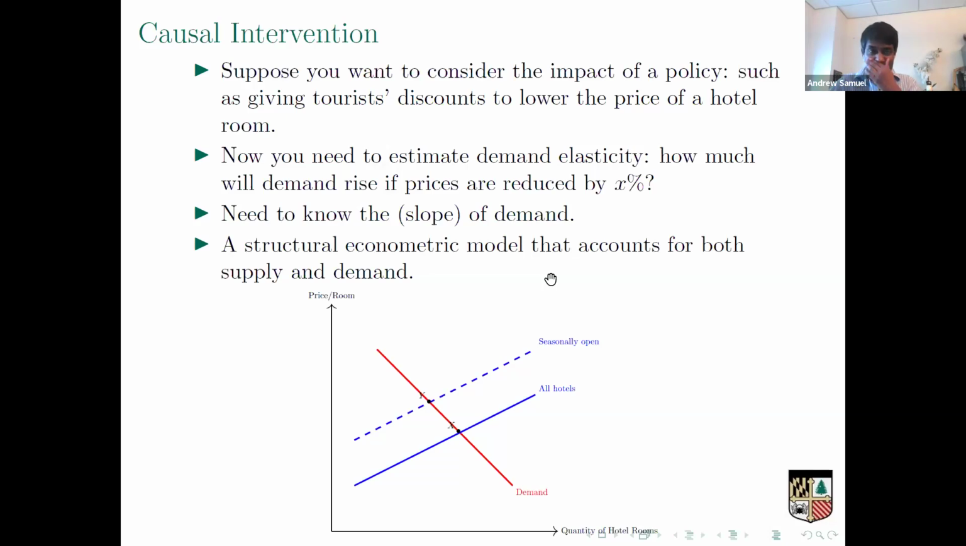Now, it turns out economists actually have a way of doing this using what is called a structural econometric model, if you've taken econometrics. It has to account for both supply and demand. We could do that, for example, by saying, okay, perhaps there are some times of the year when there are fewer hotels that are open. This is this dashed line, seasonally open hotels, and other times all hotels are open. Now you can observe using those data points X and Y, which can start to give you a way of tracing out this demand curve. And once you have that demand curve, you can start to go back and think of how much demand will change if you lower prices along this demand curve.